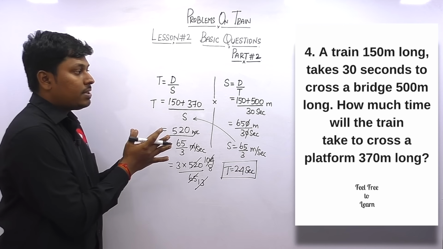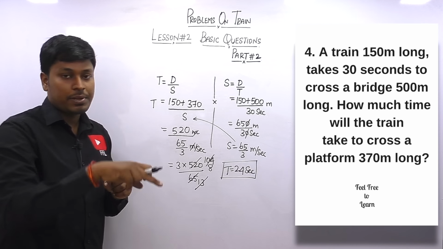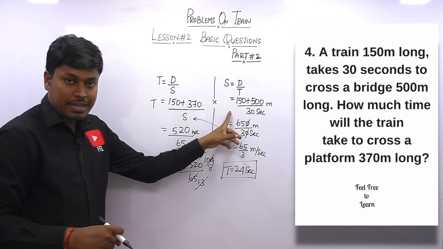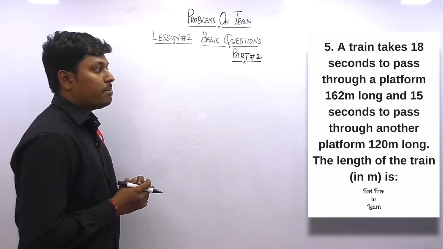So the main important thing is that the distance traveled by the train is equal to the length of the train plus the length of the platform. In this case, the distance traveled by the train is equal to the length of the train plus the length of the bridge. Question number 5.